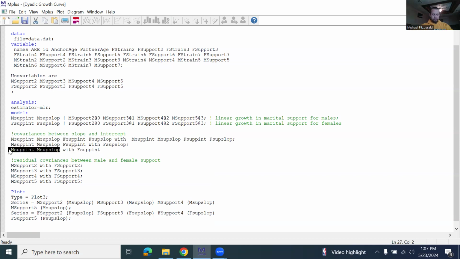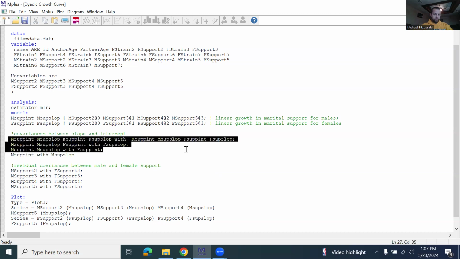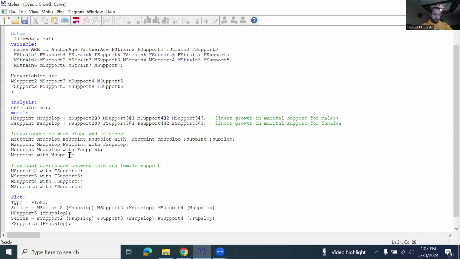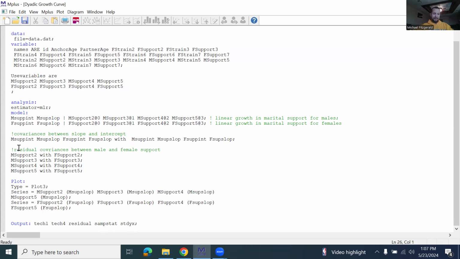But again, for brevity, creating this one line of code tends to be easier. But this and this are essentially equivalent. And Mplus won't give you any errors since you are specifying the intercept of males being correlated with the intercept of males. It's not going to do anything with that parameter, so you don't have to worry about any errors.